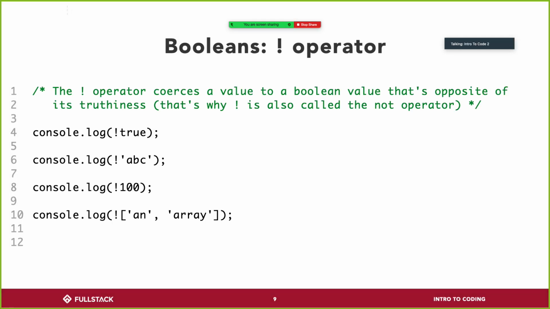So going over all these, not 100 basically means it's false, because the Boolean value of 100 is true, and so not 100 will become false. And then when we do not an array of any length, because even an empty array is still truthy, that becomes false. And not an object also becomes false.